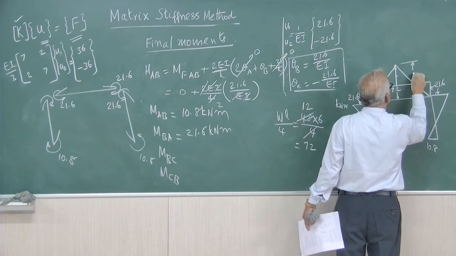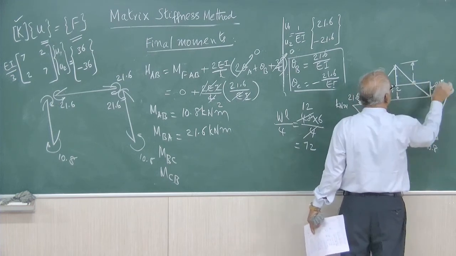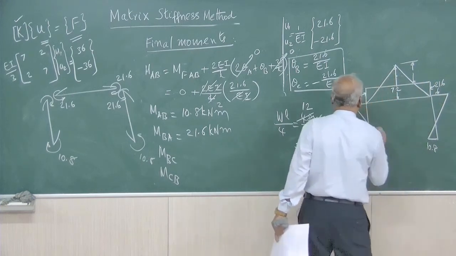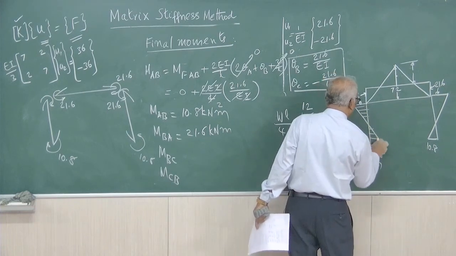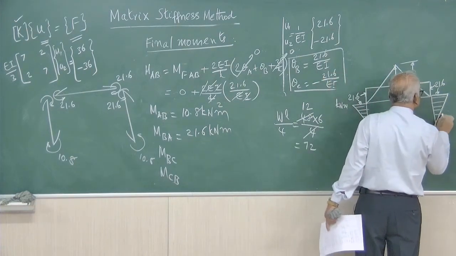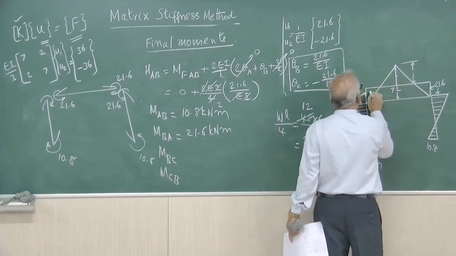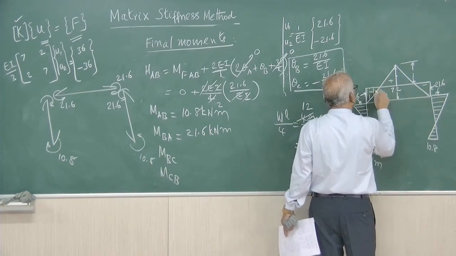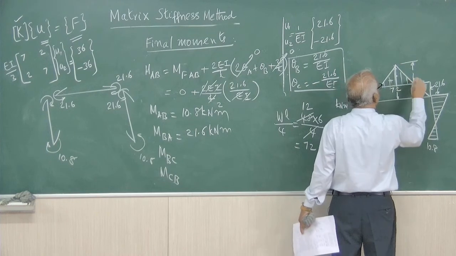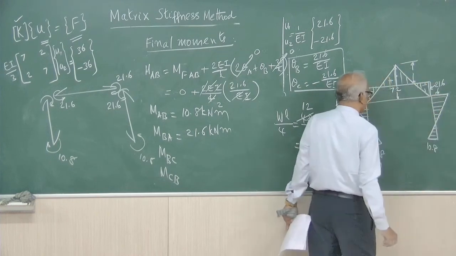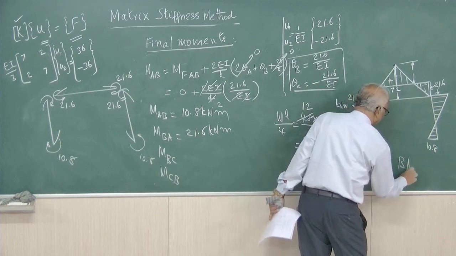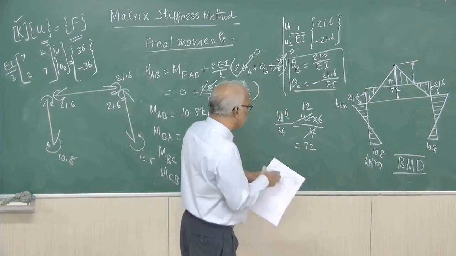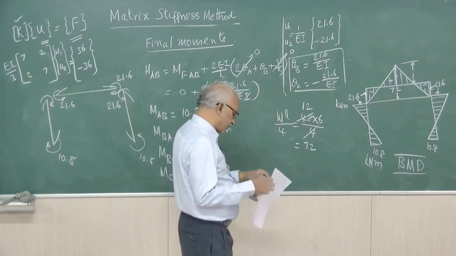We have to find out the net positive moment, which is 72 minus 21.6, that we can find out. So this is minus, plus, minus. So this is the bending moment diagram for the beam. So this completes one problem on a symmetrical frame.